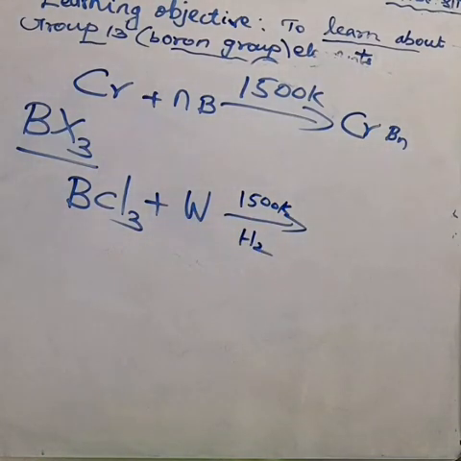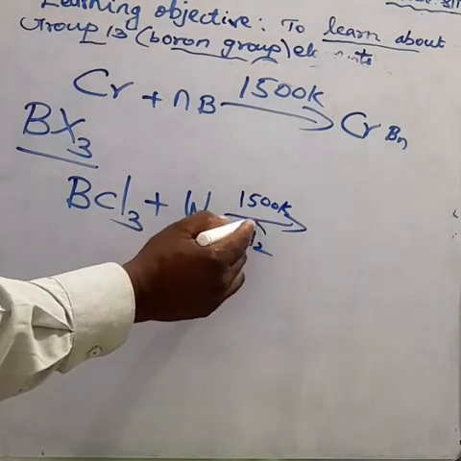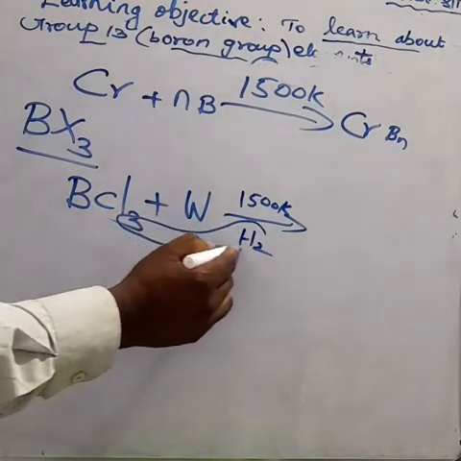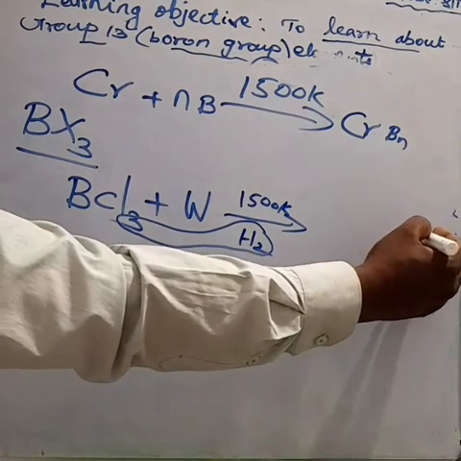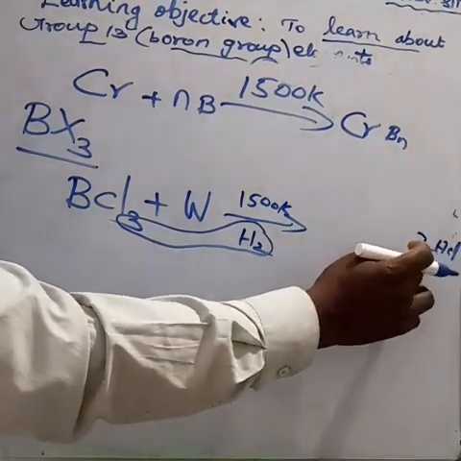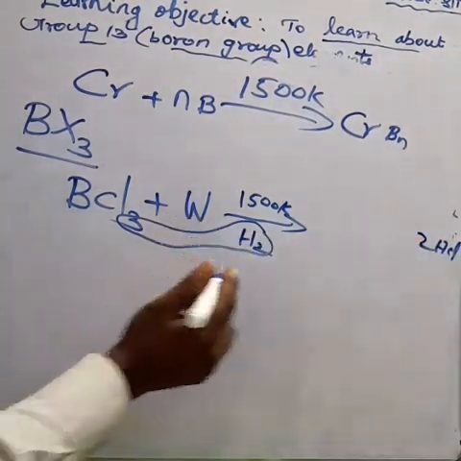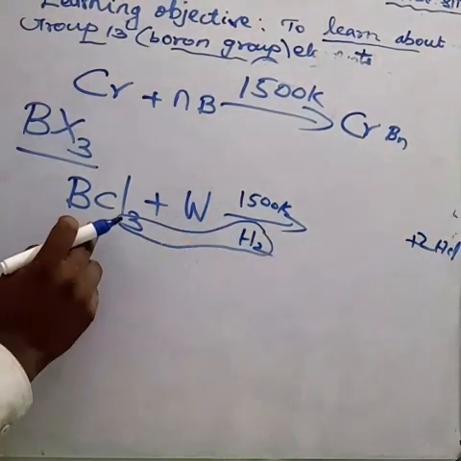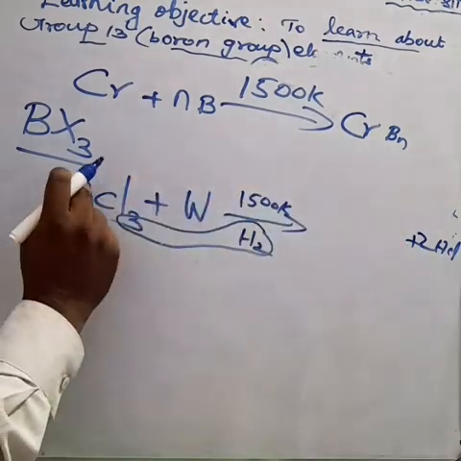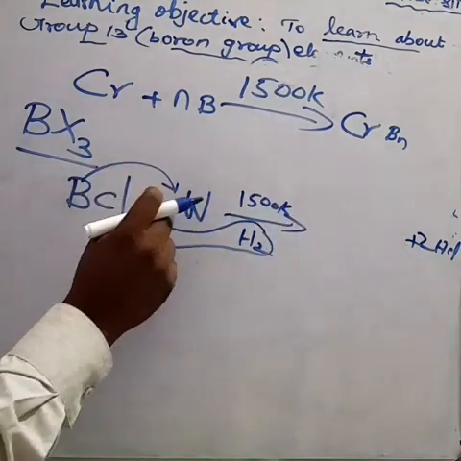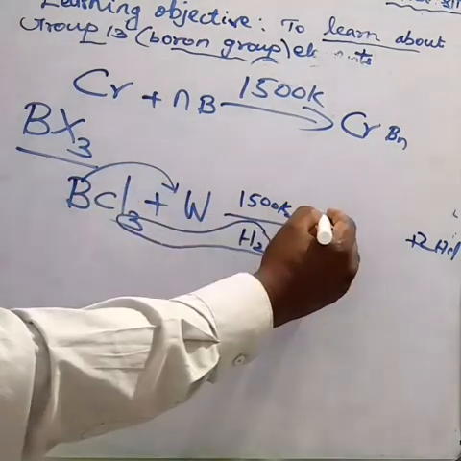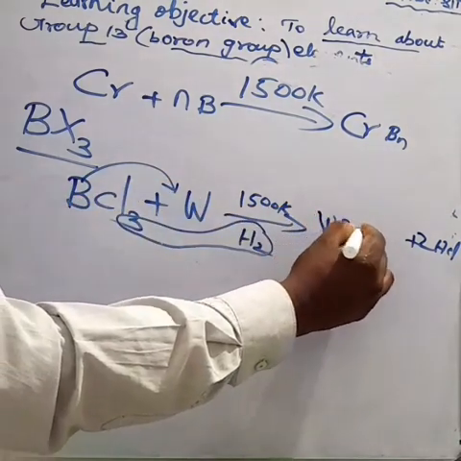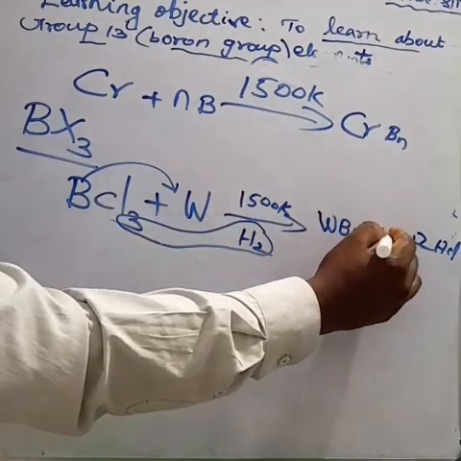This hydrogen combines with 2 chlorine, because here having 3 chlorine. This hydrogen combines with 2 chlorine, we get 2 HCl, because here having 2 hydrogen. And also this boron combines with the tungsten metal, we get WB. And also the chlorine molecules leave out, Cl2 plus HCl.